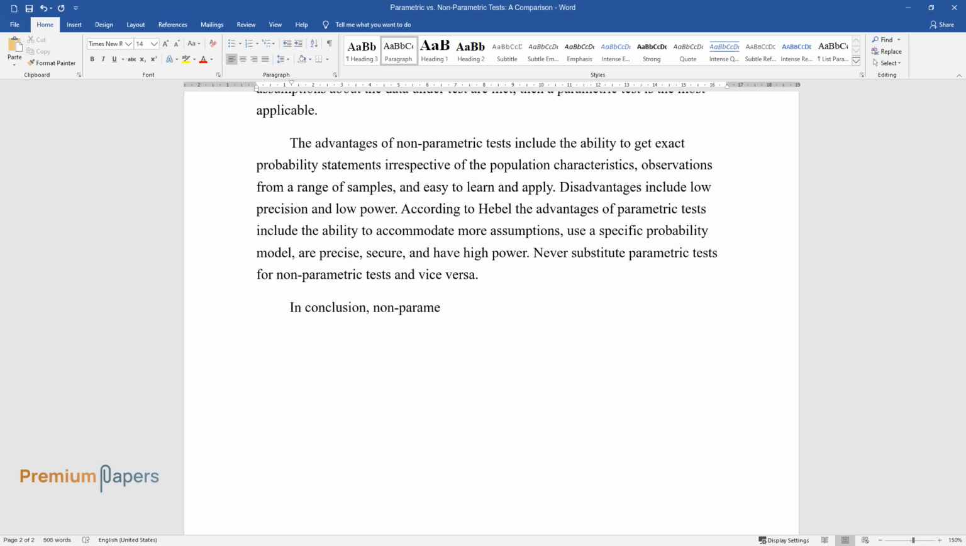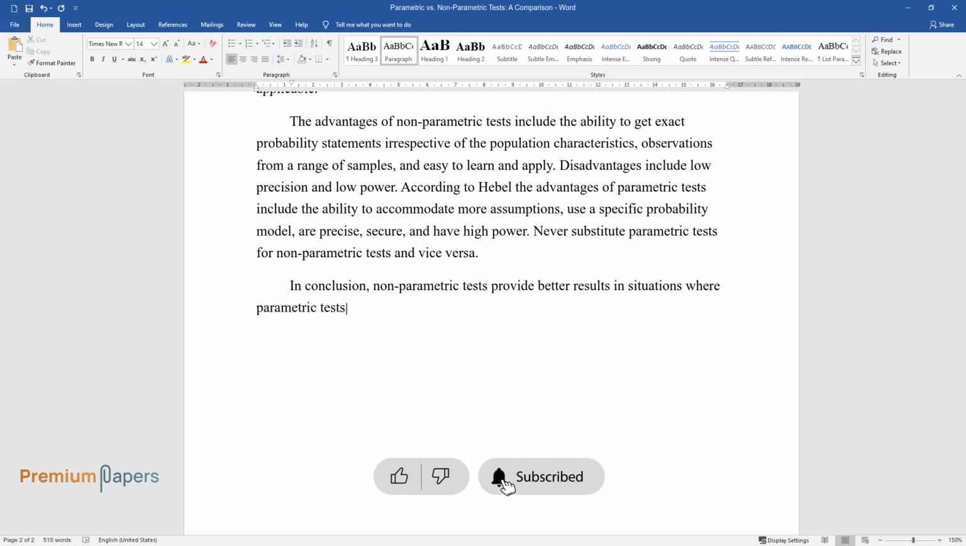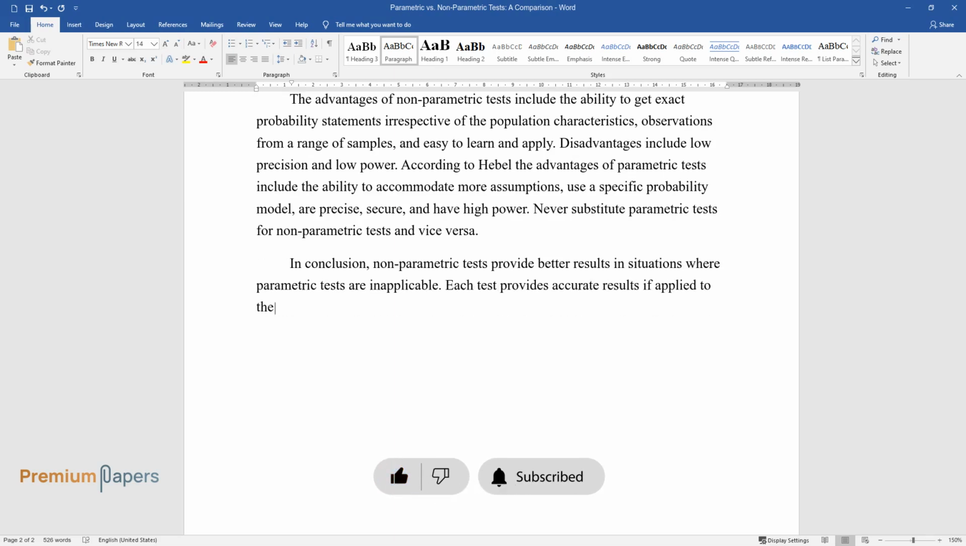In conclusion, non-parametric tests provide better results in situations where parametric tests are inapplicable. Each test provides accurate results if applied to the correct data.